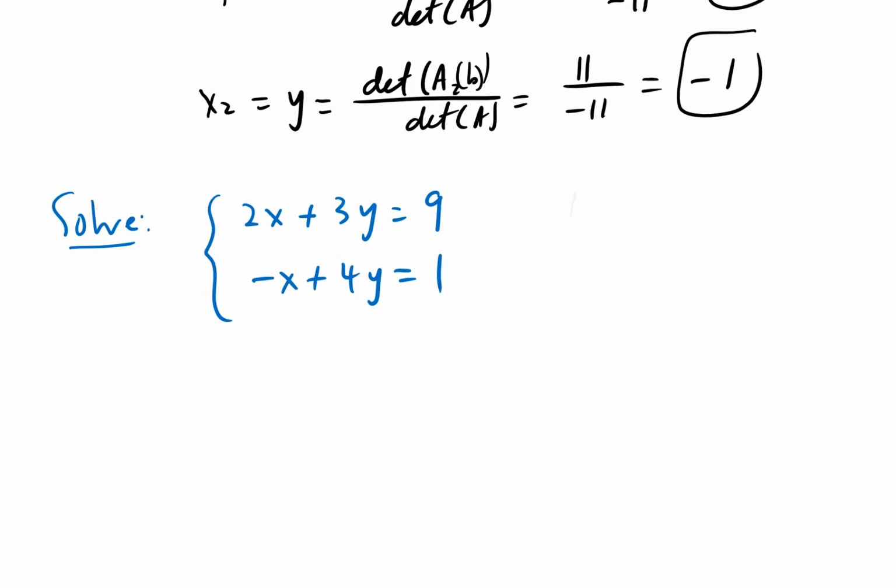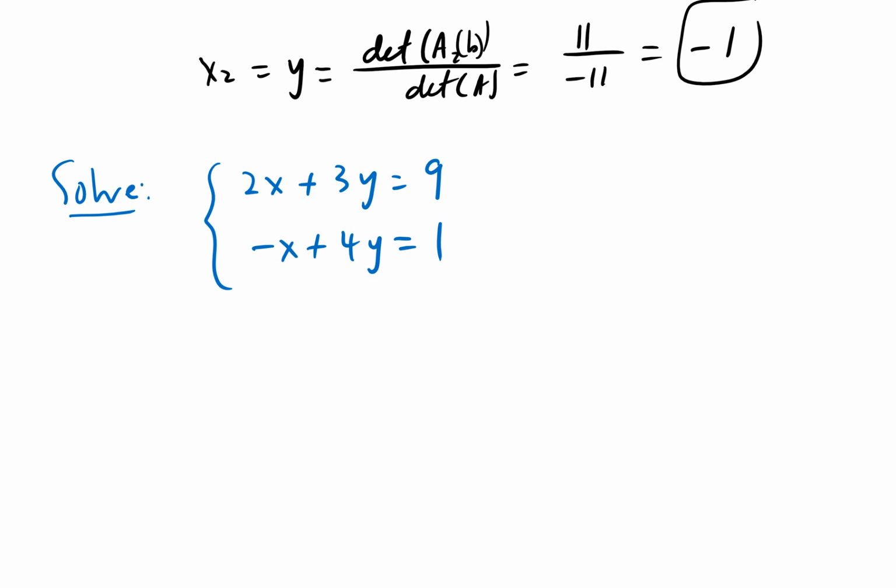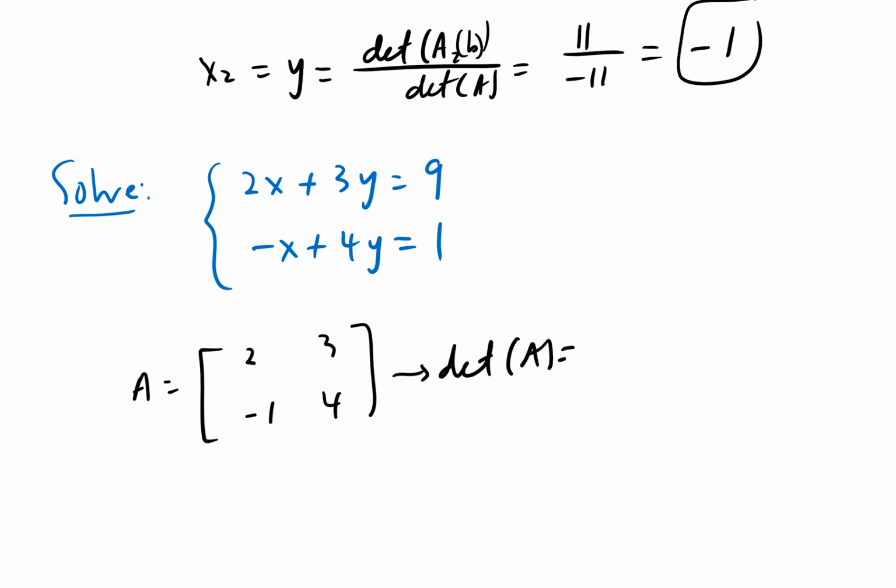Okay, so now we can go over this one. Again, we need to find A first. A is basically the coefficient of x's and the coefficient of y's. From here we can find its determinant, which is 8 plus 3, that's 11.